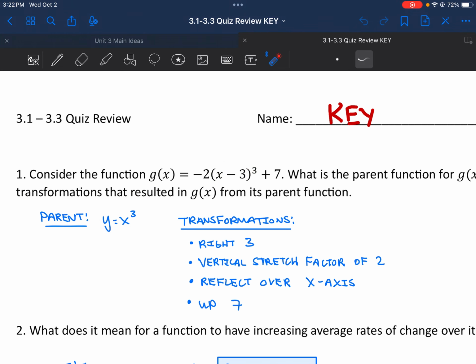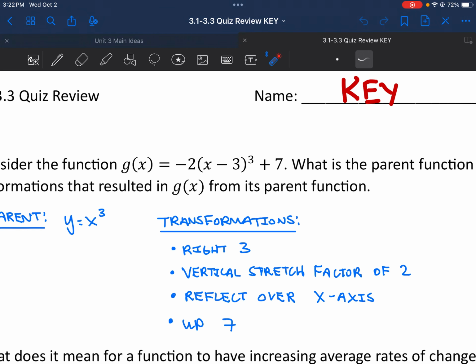All right. Now the transformations, let's go through the transformations one by one. First thing I'm looking at, I'm looking inside for any kind of horizontal shifts or any horizontal stretches or shrinks, things like that. So I notice inside of the cubic function, inside of the part that's being cubed, I see this minus 3 here. If we have addition or subtraction happening inside of the function, we know that it's going to be a horizontal shift. So this minus 3 is going to shift our graph to the right 3.